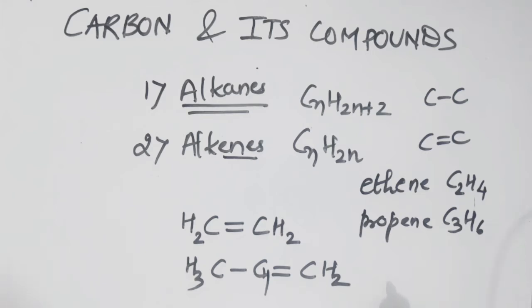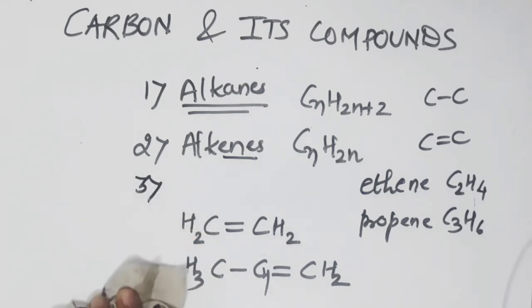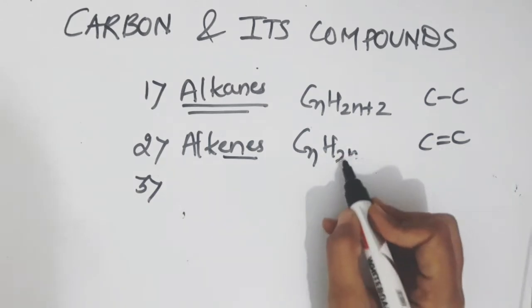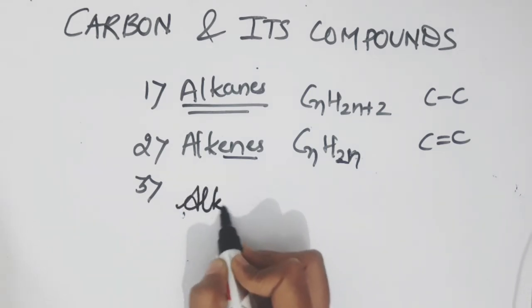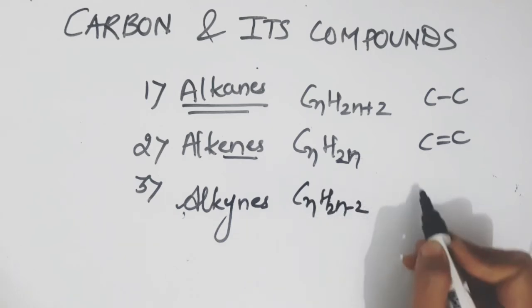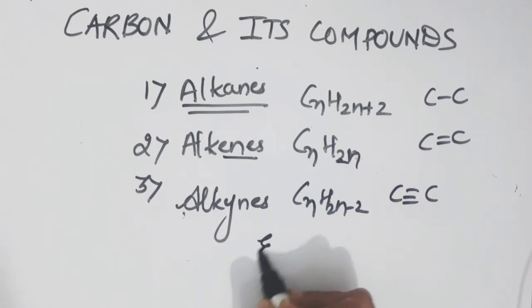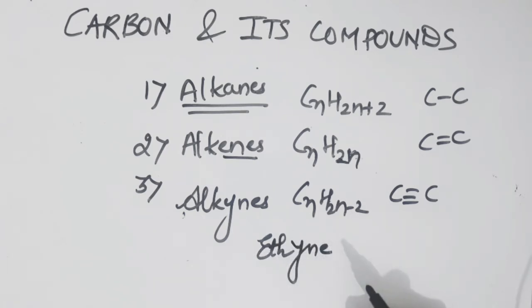Now this is about alkenes. Now the third category is the alkynes. Alkynes have a general formula CnH2n minus 2 and it has triple bond in it. So if you start with the first, here also the first alkyne would be ethyne. ETH, you will have to mug up this part and you just have to add YNE, ethyne.